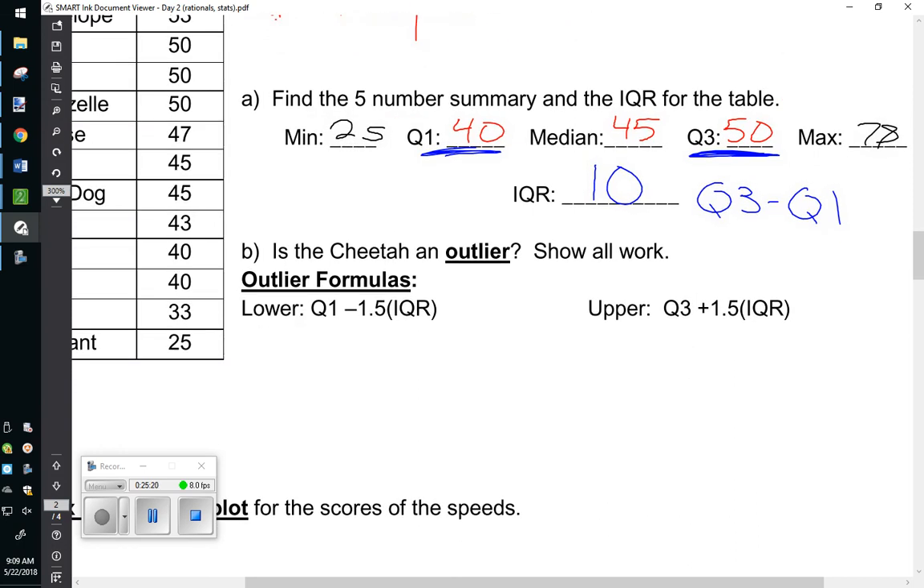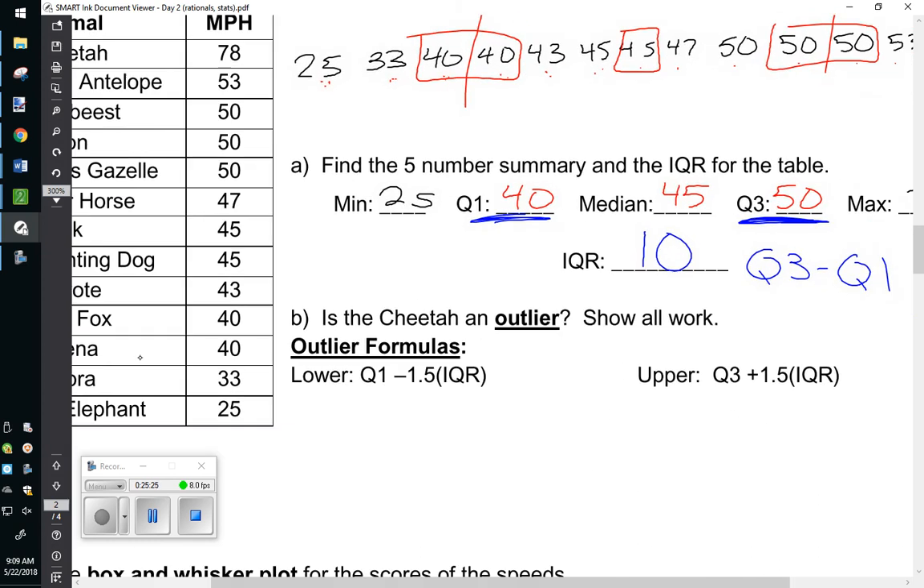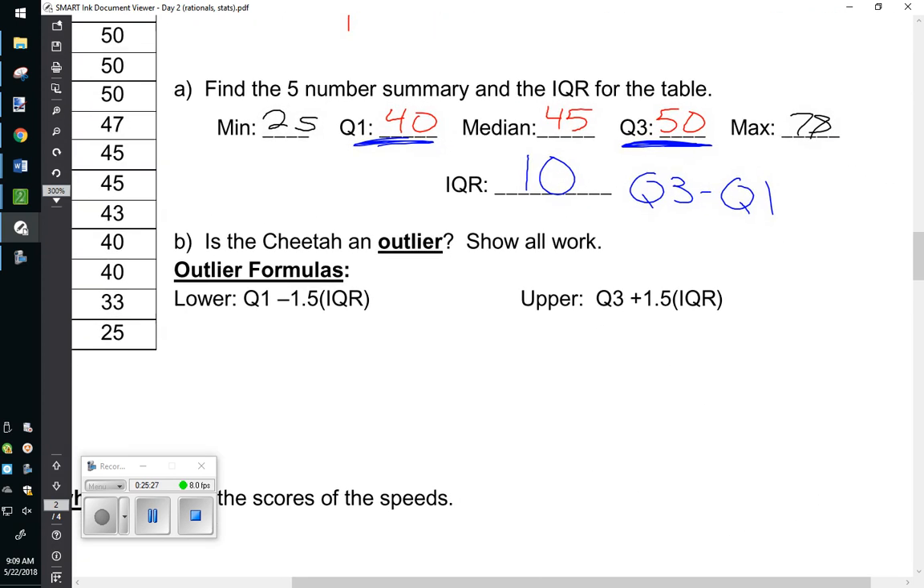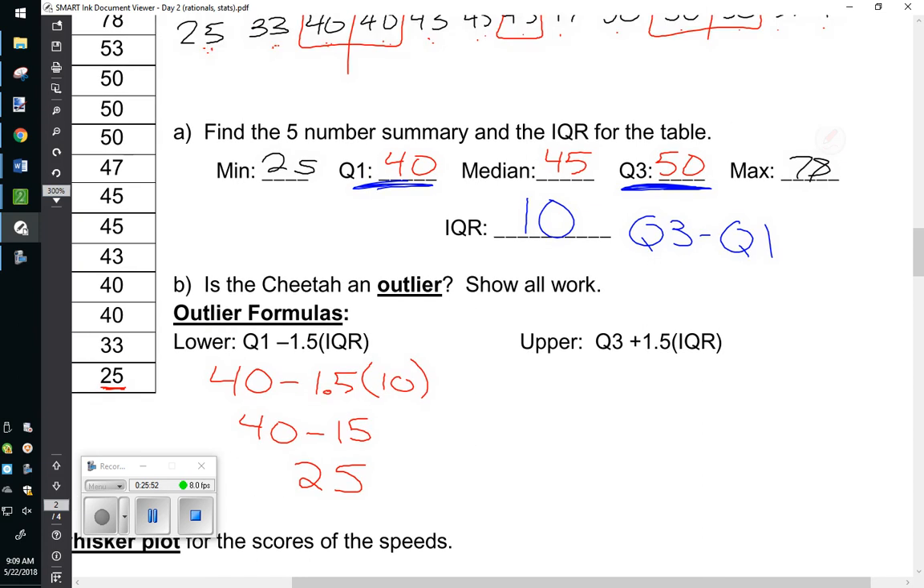Is the cheetah an outlier? To figure that out, the cheetah is the upper one. So this is the lower and the upper fence. We're trying to decide those things. Remember, to find lower fence, you take Q1 minus 1.5 times my IQR. Or in other words, 40 minus 15. It's 25. Do I have a lower outlier? No, I've got 25, but nothing lower than that. That's my fence. Remember, if that's my fence, it's saying nothing can be lower than 25, and nothing is lower than 25.